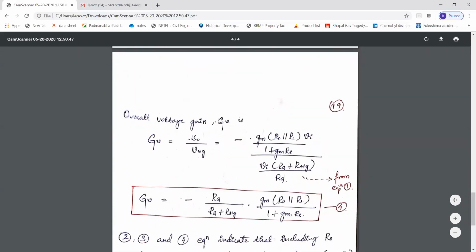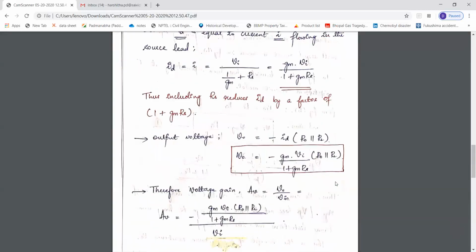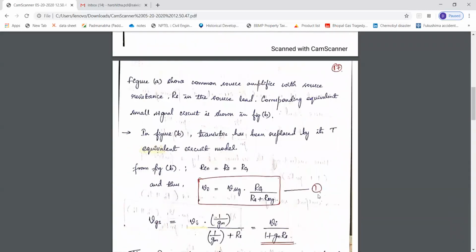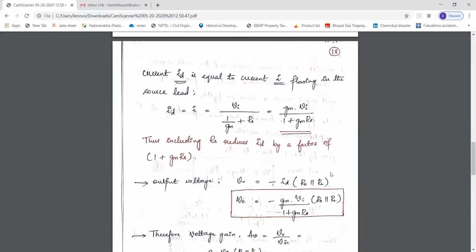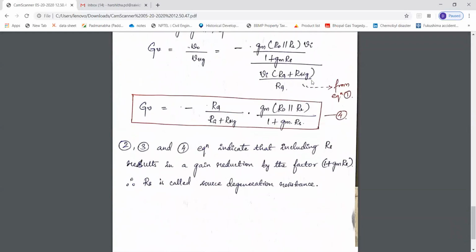And then here I told you to remember equation 1, isn't it? Go back to it. Vi is equal to V signal into Rg by Rg plus Rsig, isn't it? So from this equation, note down what V signal is equal to. V signal is equal to Vi into Rg plus Rsig divided by Rg. Substitute that here and then simplify.